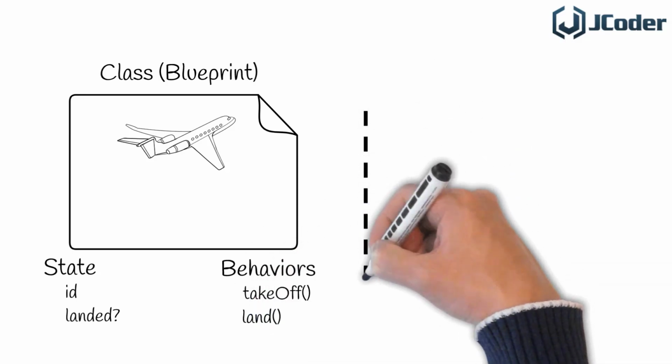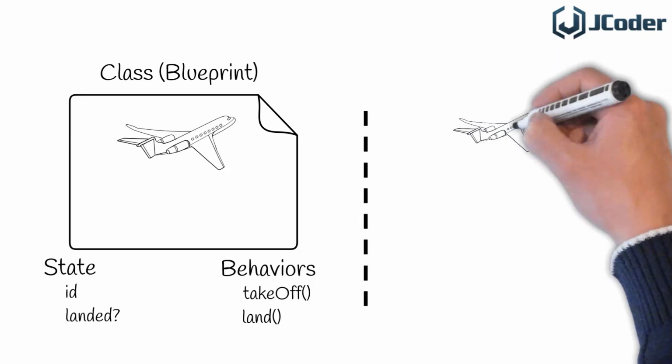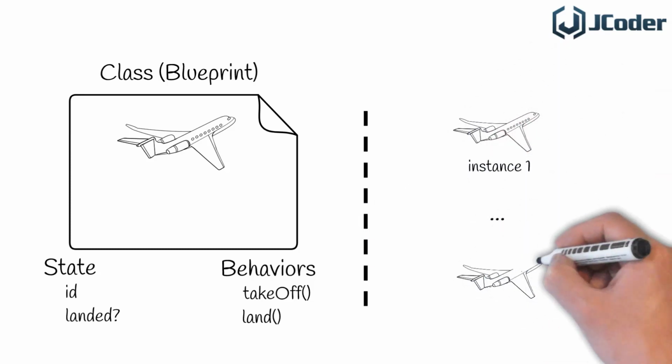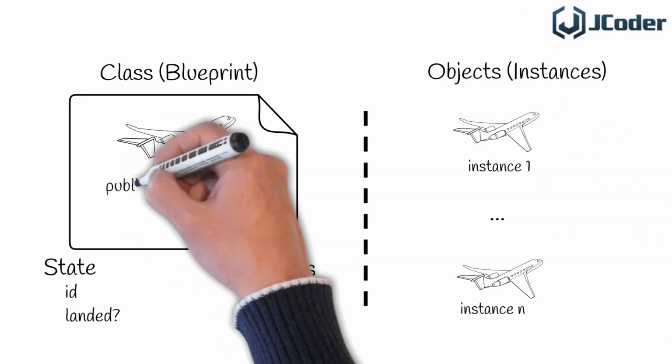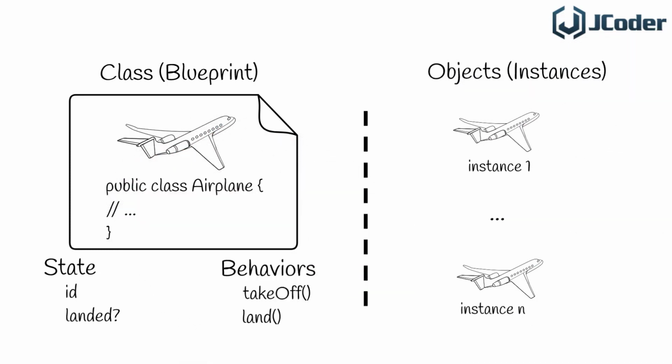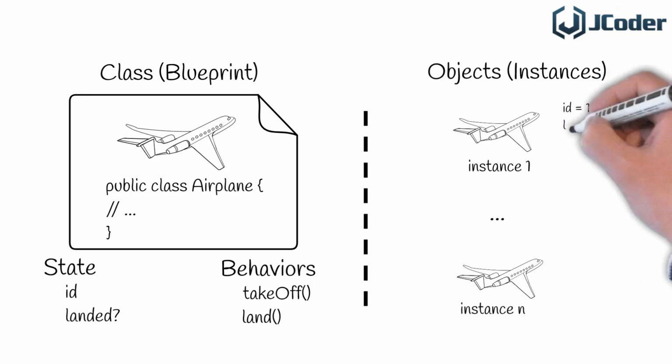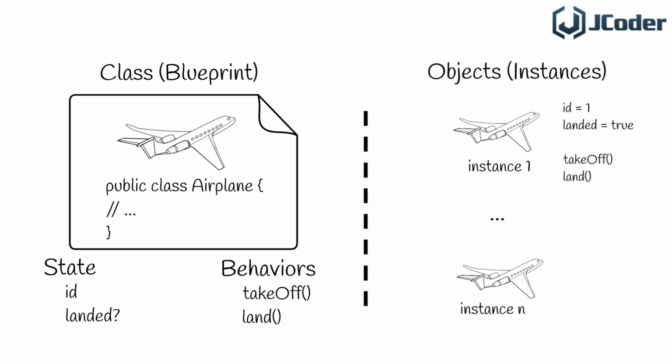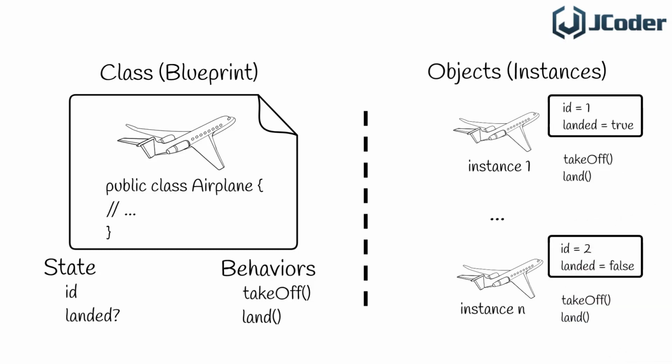And once we create actual airplanes from that blueprint, these become objects or instances of that airplane class that our blueprint represents. Now, we want these data and behaviors to be part of all the airplanes in our system. Hence, we can define a Java class for this purpose. This way, every object will have its own state and its own behaviors independent from each other. This means that instance 1 can have a different ID from instance n, for example.